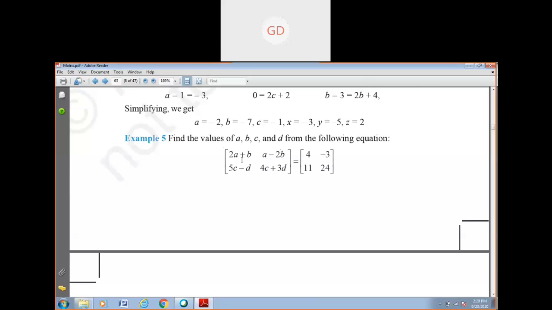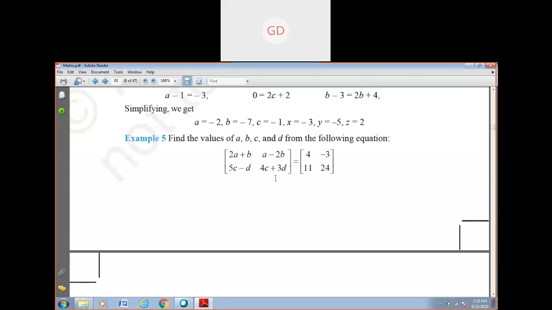So exactly with the previous one, we can write, since these two matrices are equal, so twice a plus b is equal to corresponding element 4, a minus twice b equal to its corresponding element minus 3, and 5c minus d, its corresponding is 11. 4c plus thrice d is equal to 24. So exactly similar with the previous example.